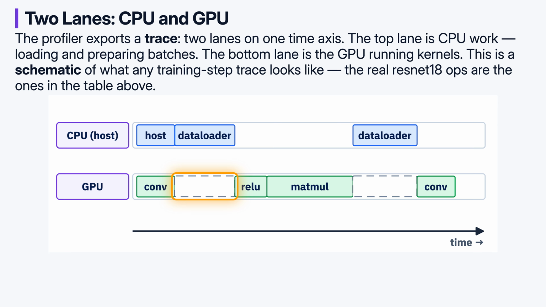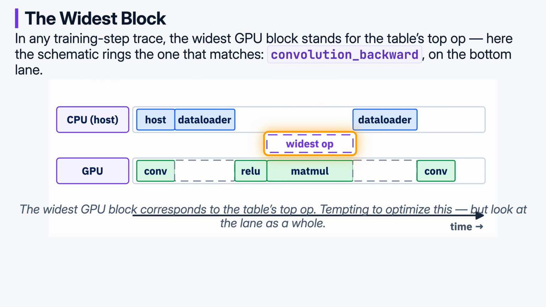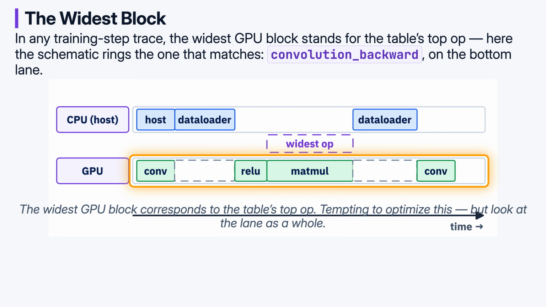Now look at the wide empty spaces between the blocks. 2 lanes, 1 time axis, and the GPU blocks are small and far apart. The schematic rings the widest GPU block. It stands for Aten convolution backward, the table's top op. The urge is to make this 1 bar faster. But keep your eye on the whole lane. The bars are only a small part of it.